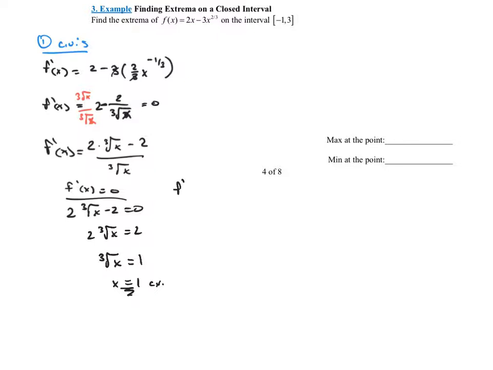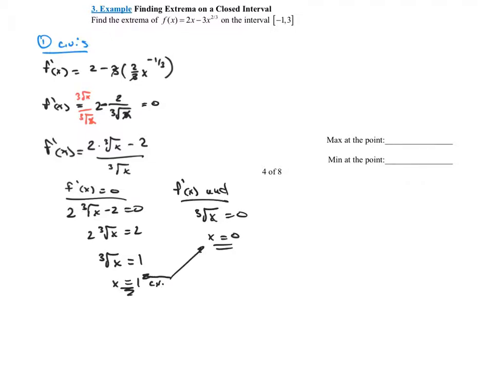The next thing I need to do is care about where the derivative is undefined. Well, a fraction is undefined when the denominator equals 0. So in this case, when the cube root of x equals 0. To solve it, I cube both sides, and I end up with x equals 0.